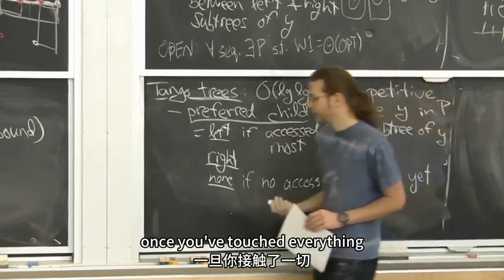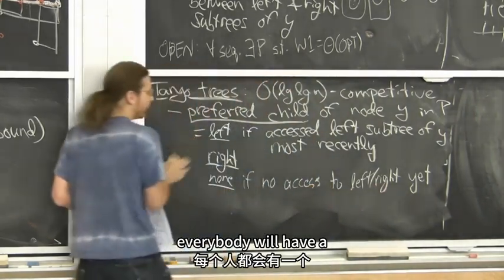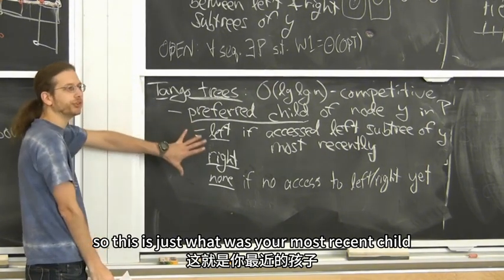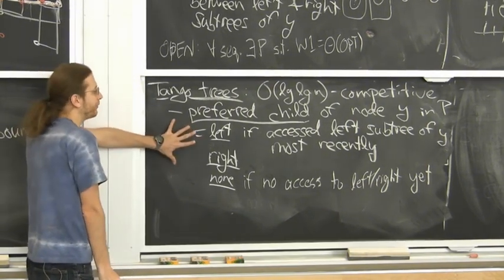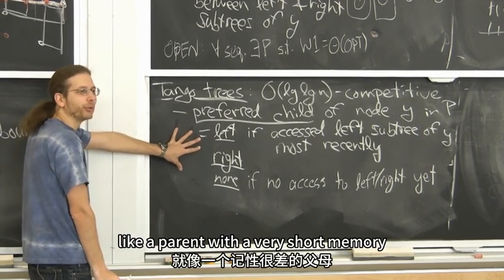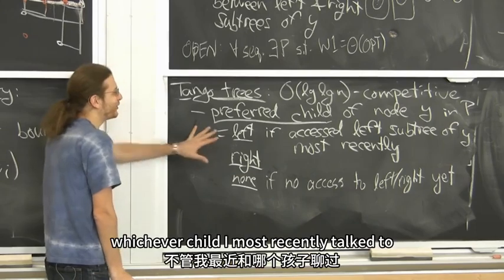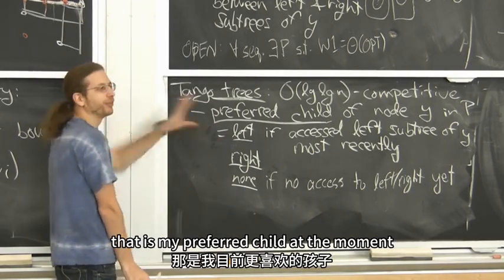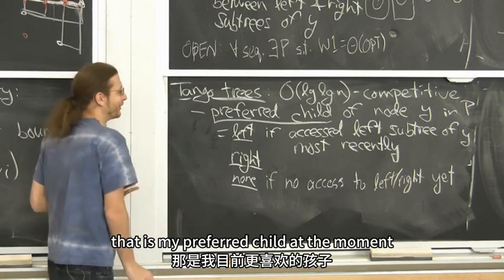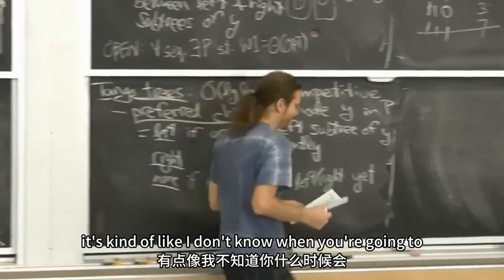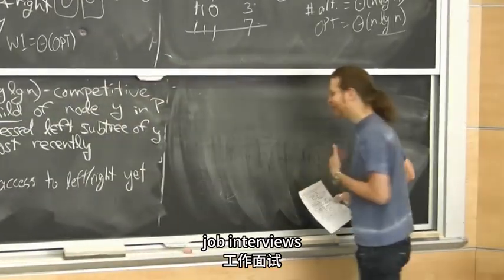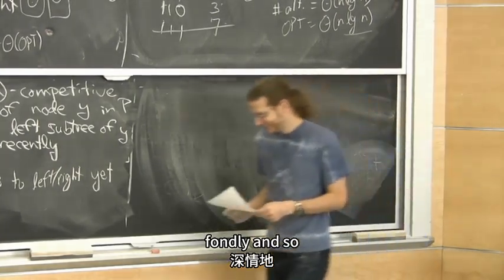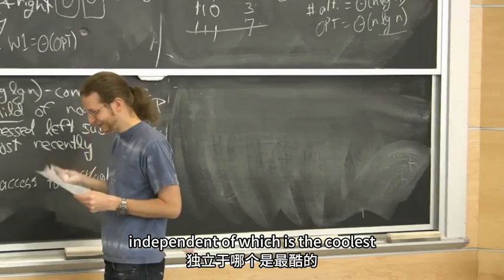Once you've touched everything, everybody will have a left or right preferred child. So this is just what was your most recent child. This is like a parent with a very short memory. It's just whichever child I most recently talked to, that is my preferred child at the moment. It's kind of like, when you're going to job interviews, the most recent interview is the one you remember most fondly, and so you like that one the best, independent of which is the coolest.